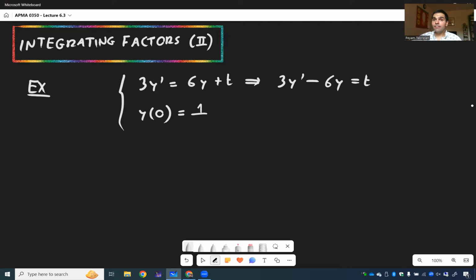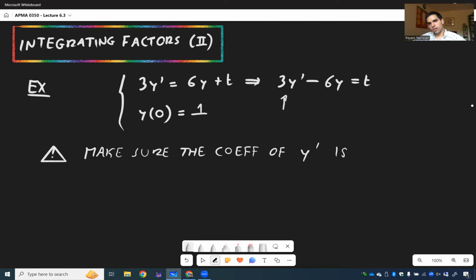And very, very important, a huge source of mistakes that students have made in order to apply the integrating factor: in order to multiply by e to the at, you have to make sure that the coefficient of y prime is 1. And the reason for this is your equation has to have the form y prime plus ay equals f of t.